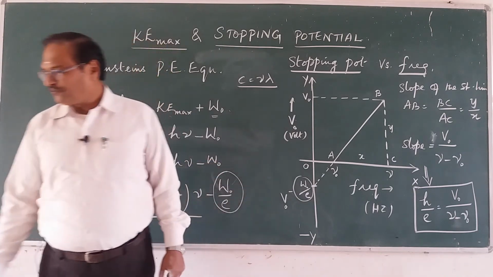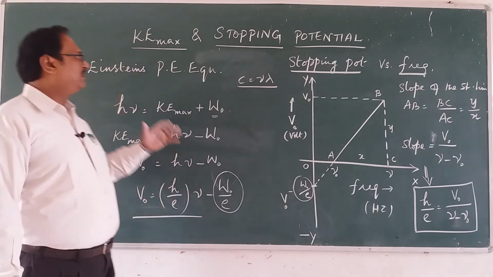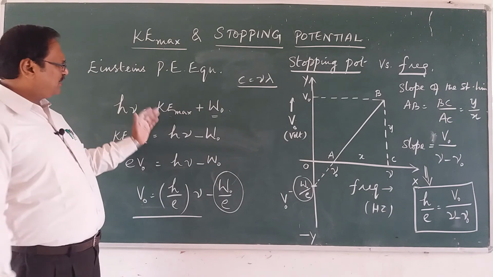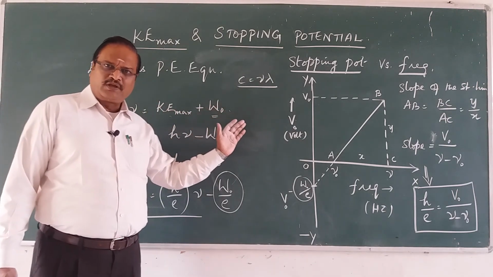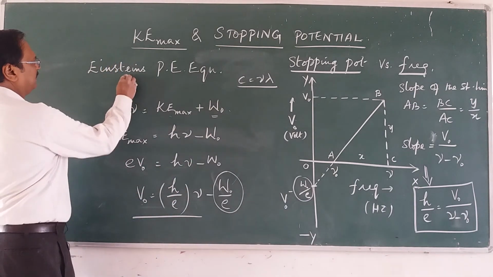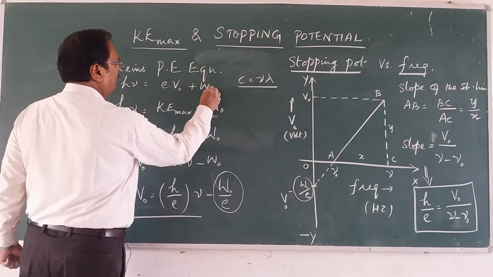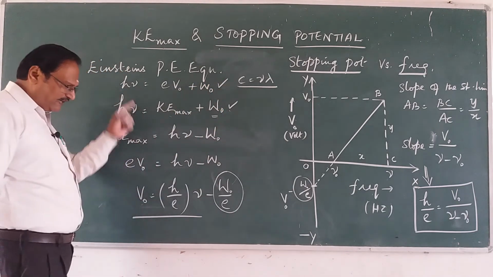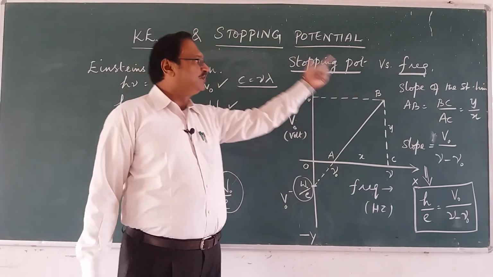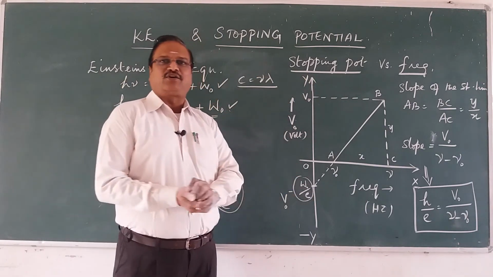I hope you understand what I have taught you today. Our whole discussion was based on Einstein's photoelectric equation, that is h nu is equal to Ke max plus W naught, or h nu is equal to EV naught plus W naught. In either way, it is going to be one and the same. I have replaced the kinetic energy by potential energy. So I have drawn graphs between kinetic energy and frequency, stopping potential and frequency, and I have taken on extrapolation and drawn it to you.